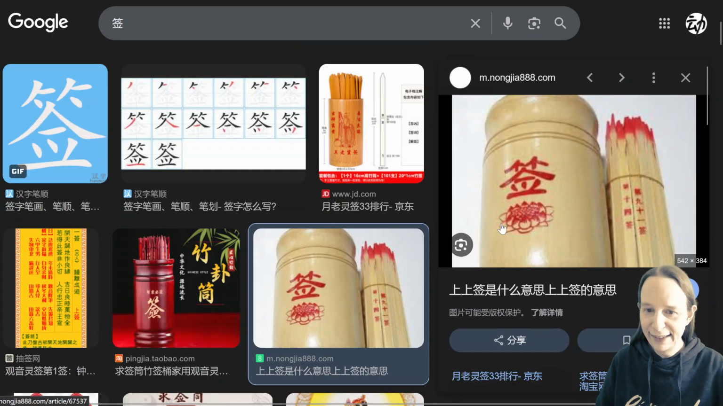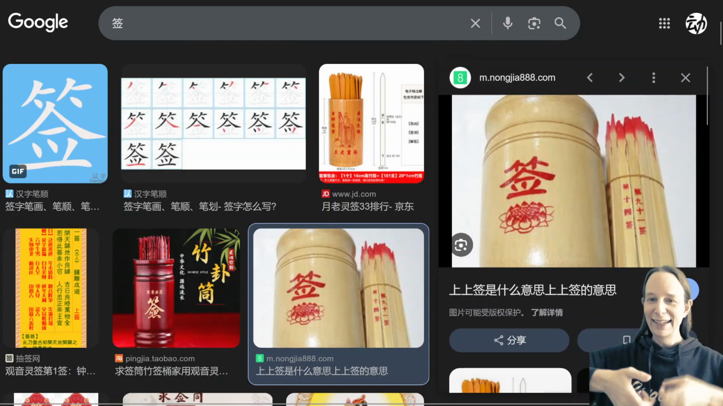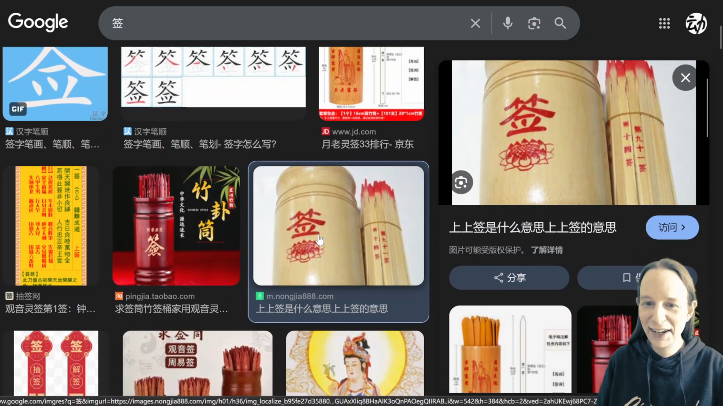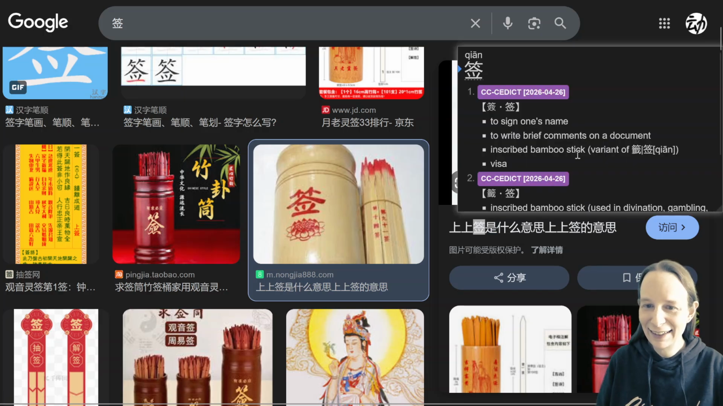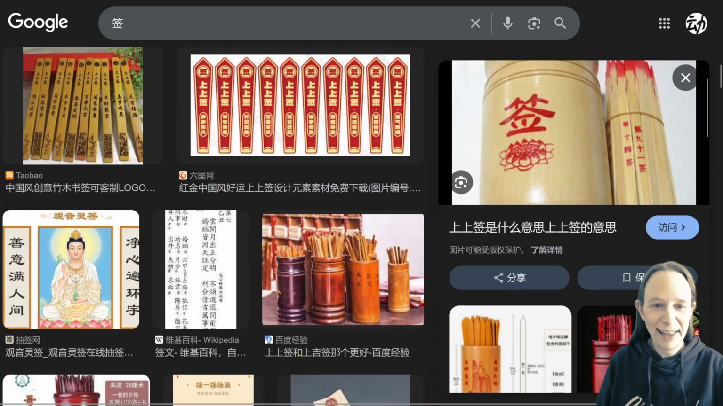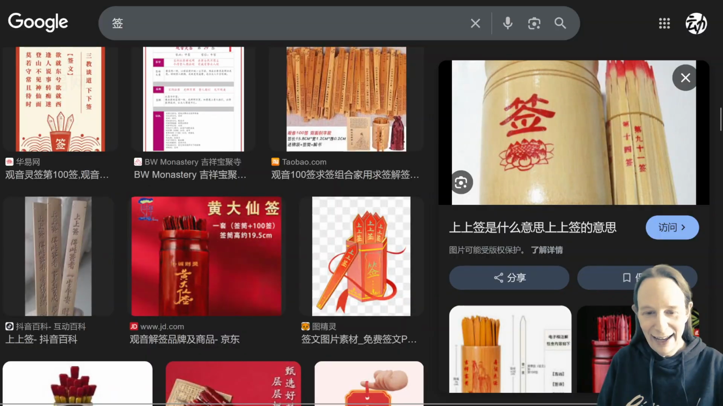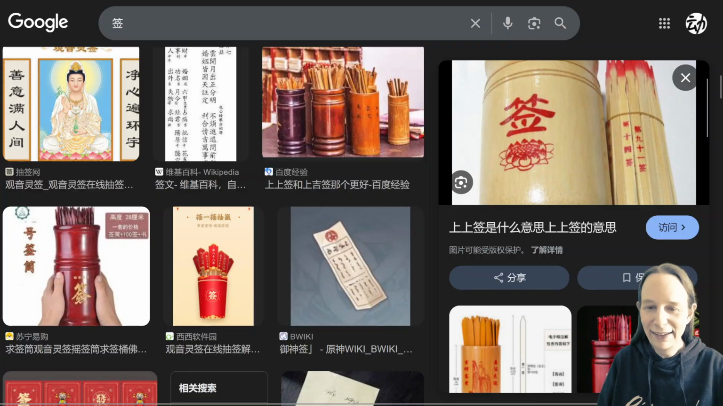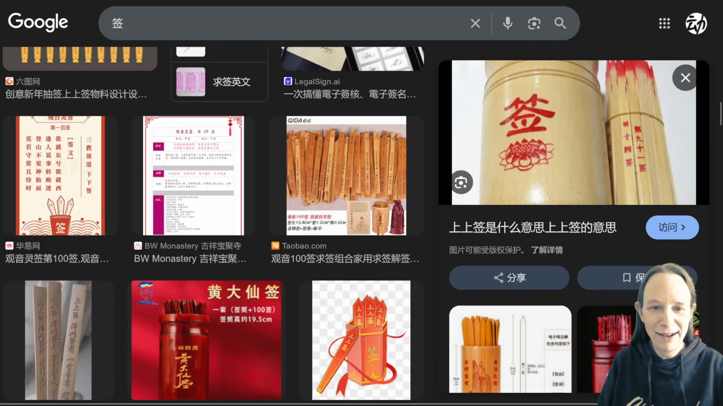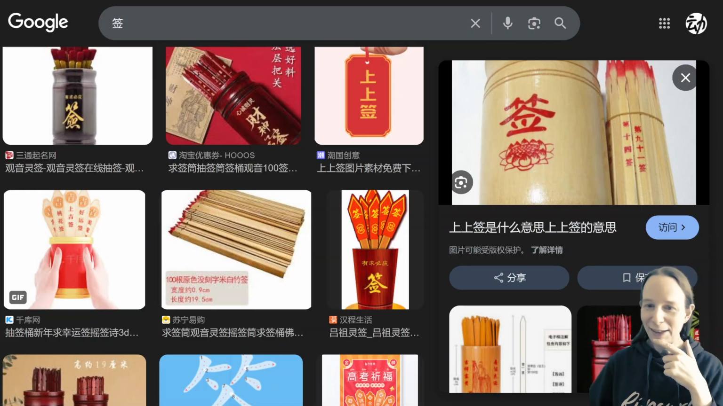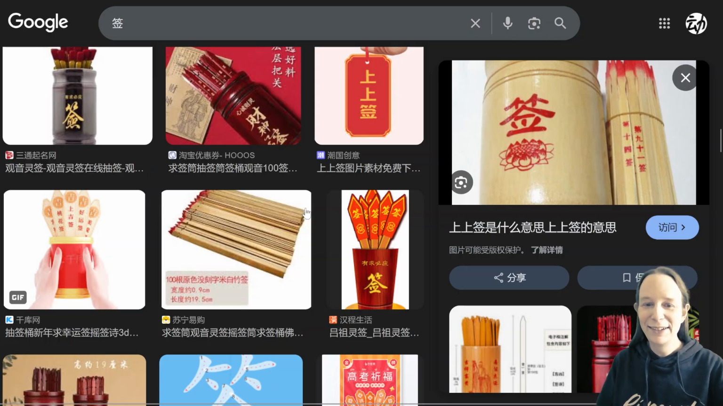So get this and you shake it and a stick falls out and that is your divination. That's my understanding. It comes from ancient China. I think it's still sort of done now. I'm not sure what the current status is. Yeah, you can do it in like games and things like this. In Genshin Impact, you can do this.